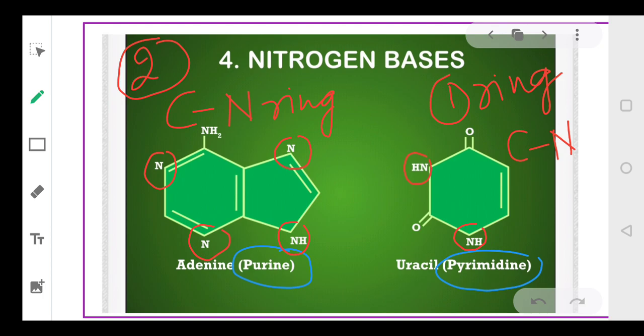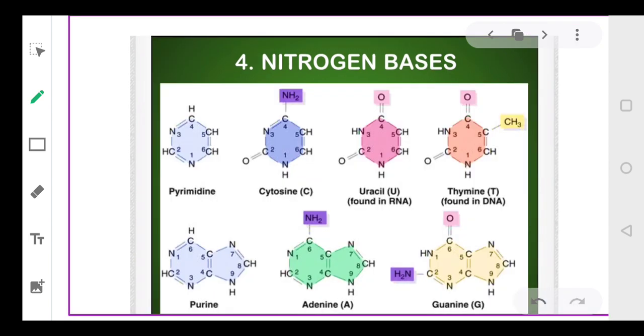So in purines we have 2 rings. In case of pyrimidine we have 1 ring. In case of purine 4 nitrogen atoms are present. In case of pyrimidine only 2 nitrogen atoms are available. Okay. So nitrogen bases are of 2 types, purines and pyrimidines. Now let's focus on all the types.